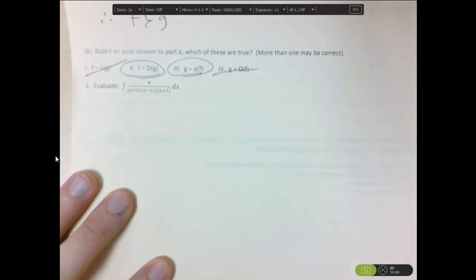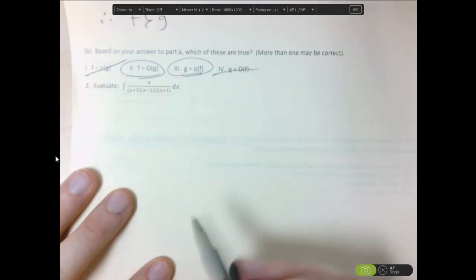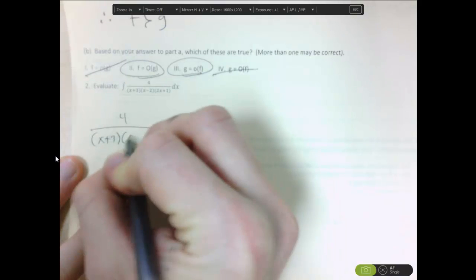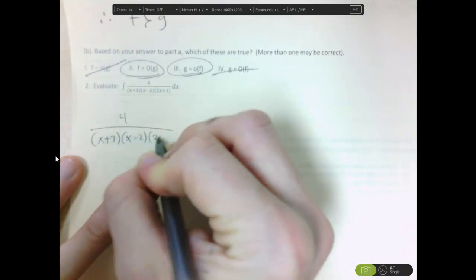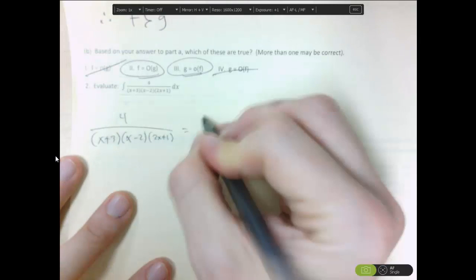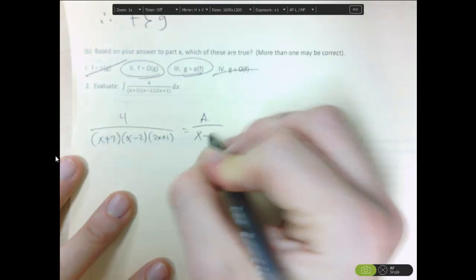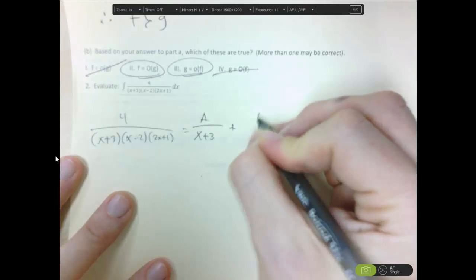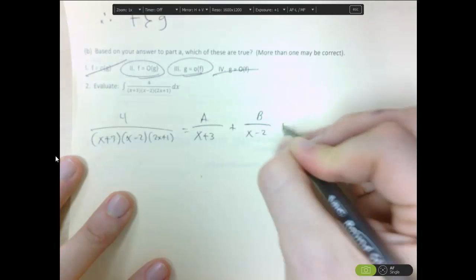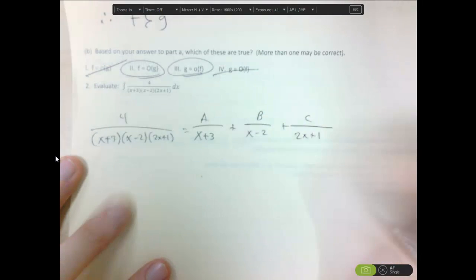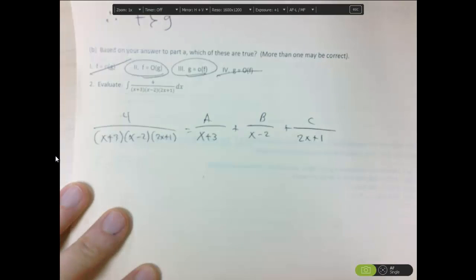All right, let's continue on. This problem is also a very straightforward partial fraction decomposition. So here I can write, I want to be able to rewrite this as 3 separate terms. So I'll multiply through by the denominator on both sides.